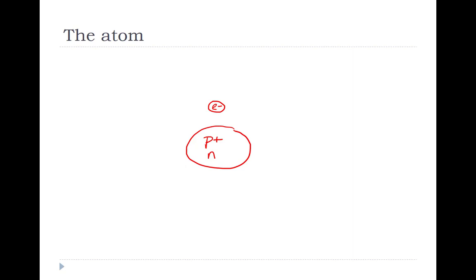Regardless of that, if we have a neutral atom, then the number of protons equals the number of electrons. And the atom is neutral because the charge of a proton has the same magnitude as the charge of an electron. And this is known as the elementary, or sometimes the fundamental charge. So if we look at the magnitude of the charge of an electron, that equals the magnitude of the charge of the proton.